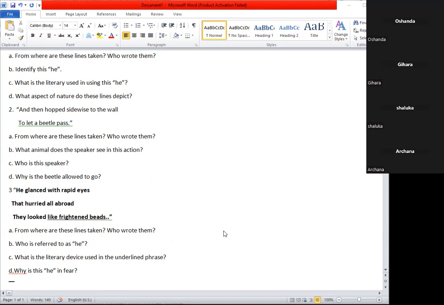Oshada, I am reading your D answer. Also there, you have to describe it a little bit. You don't say the reason. You don't mention the reason for not killing the beetle. I want that. You are going around the answer. Mention the reason. A why question means reason, remember. A why question means you have to clarify, you have to give a reason, you have to explain.